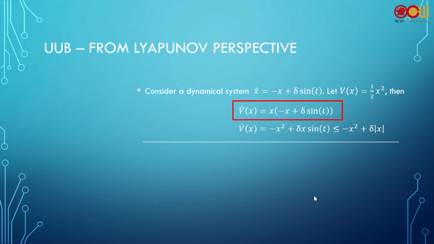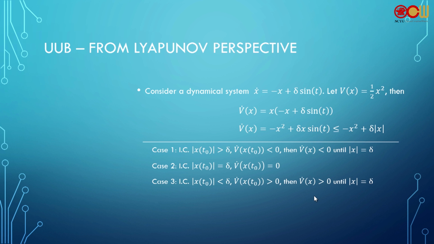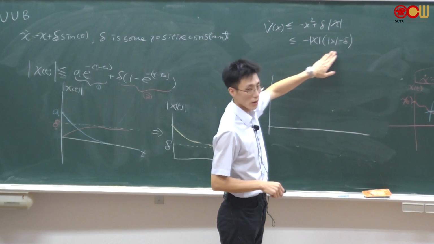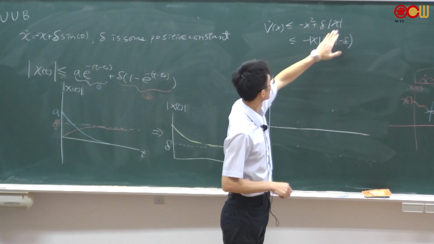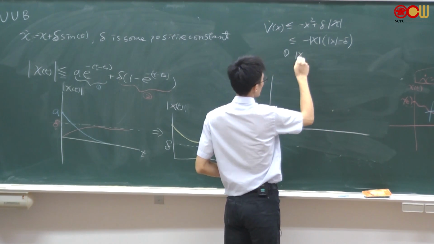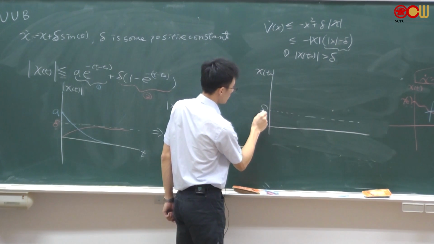We discuss the dynamics of v, a Lyapunov function. If you find some v and take a time derivative of v by substituting these dynamics, eventually you get this form, which is similar to this. So there will be three cases. Look here, this delta is a constant. In the first case, if your x(t0) is greater than delta, then this is positive. So say it's delta here.